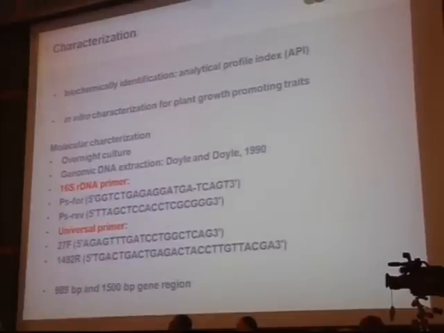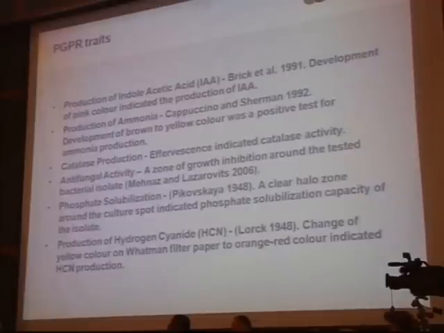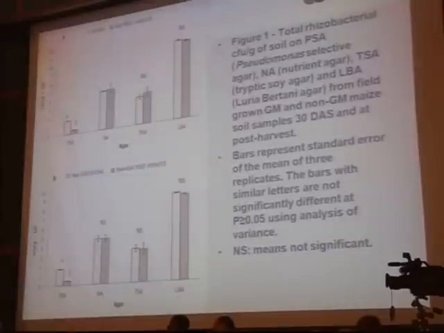Now, the isolates were characterized biochemically using API kits, and we also tested them for plant growth promoting traits. They were also characterized molecularly using 16S primer and universal primer, as shown here, and our target regions were the 989 base pair and 1005 base pair regions. I'm not going to bother you with this. Now, for the PGPR traits, we checked for indole-acetic acid production, production of ammonia, catalase production. We did check for antifungal activity, phosphate solubilization, as well as hydrogen cyanide production.